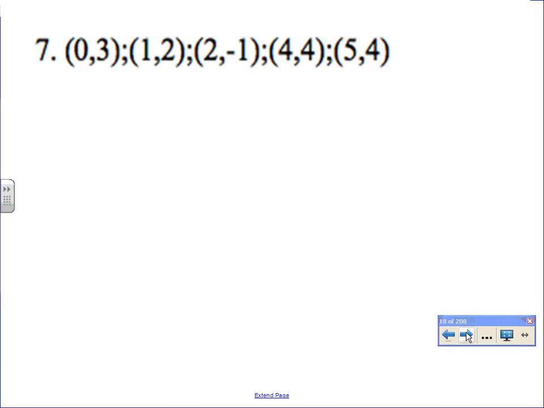So is it 1 to 1? Is it a function? Does every input have exactly one output? All right, you guys must think this is easier than last year.